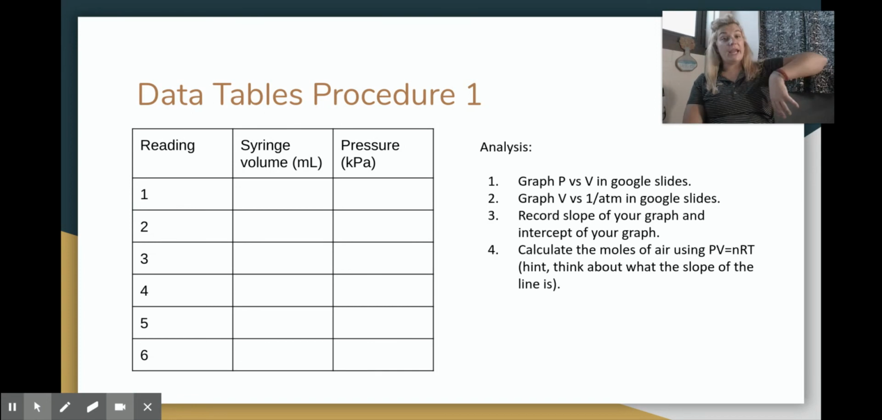And then when we analyze the data, this is what we're going to do. We're going to graph pressure versus time. Graph pressure versus volume in Google Slides. Oh my gosh. It should say Google Sheets. I'm so sorry. And then we're going to graph volume versus 1 over atmospheres, also in Google Sheets. We are then going to record the slope of the graph and the intercept of the graph. And then we're going to talk about what each of those means for us if we think about the equation of a line. And then we're going to calculate the moles of air using Pivnert. And then think about what the slope of the line here is. And we'll talk about that a little bit more when we do data analysis.